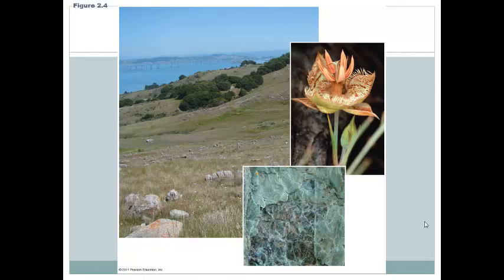A toxic element called serpentine is found in the soil, is normally harmful to organisms, can harm them or kill them, and you can see that all the plant species that live in this environment, like this flower you see right here, have adapted over time to become tolerant to the toxin. And we'll discuss throughout this course how organisms build tolerance to various elements and compounds.